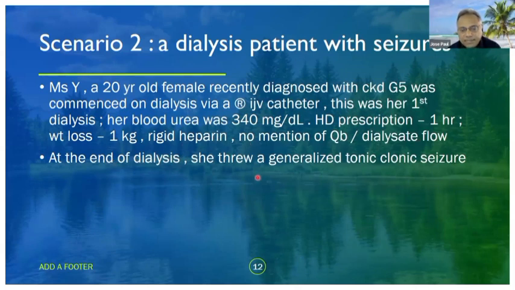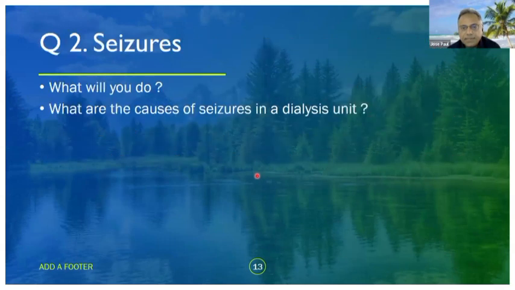At the end of the dialysis, she had a generalized tonic-clonic seizure. This is one complication that can happen in the dialysis unit. So what will you do? The question with regards to the second case scenario is, what will you do? What are the causes of seizures in the dialysis unit?